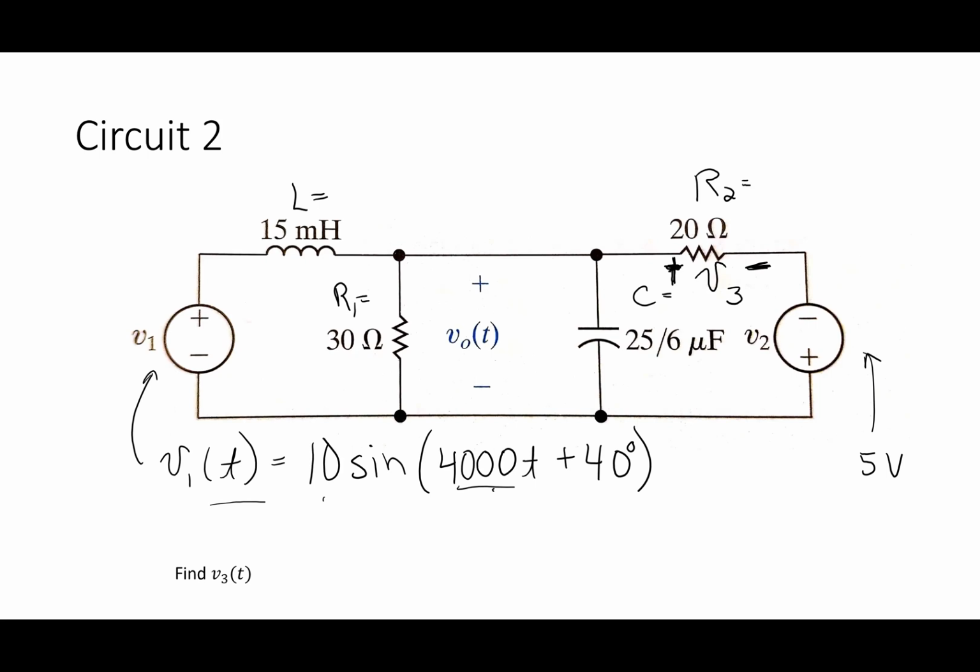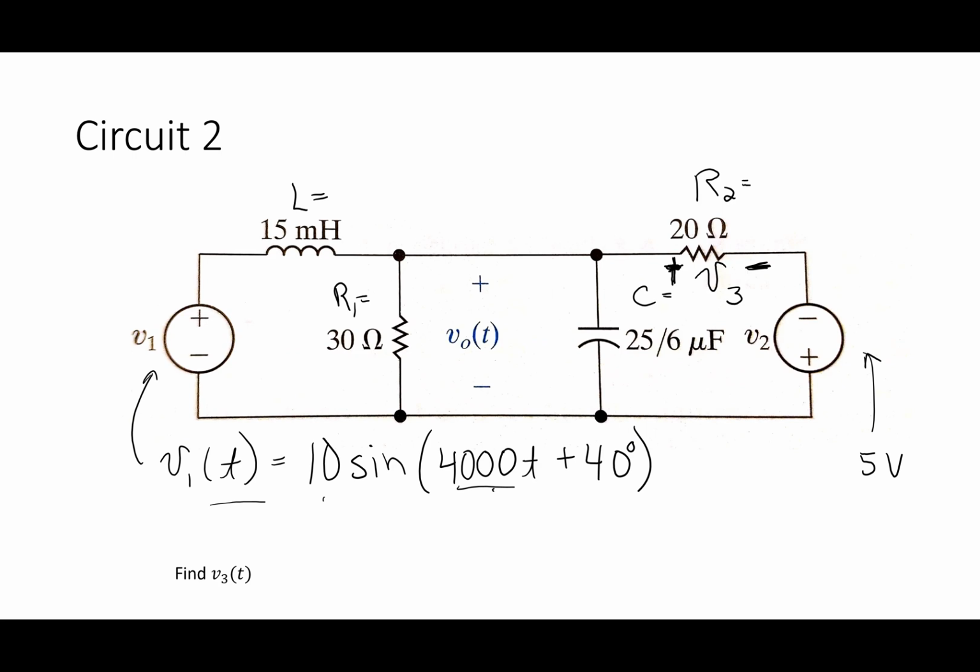All right. So what I want to find is V3. I want to find the voltage across that resistor, that is R2. I want to find that voltage right there. And I've got this circuit, and I have two sources. One is 5 volts. The other one is 10 sine 4000 t plus 40 degrees.